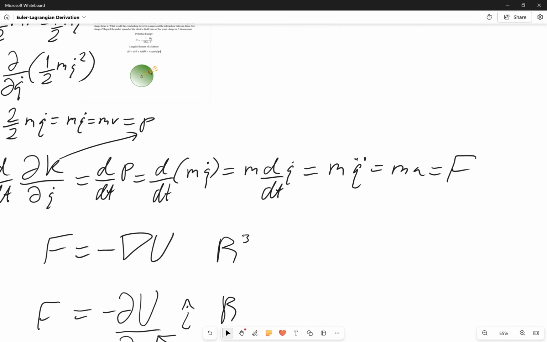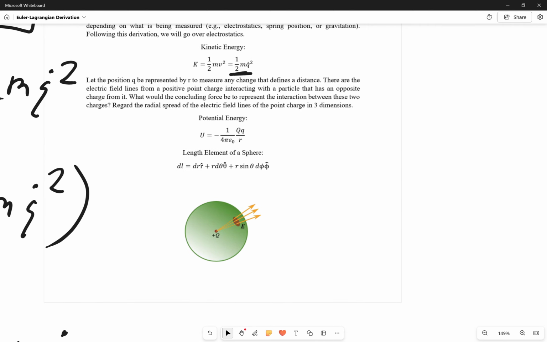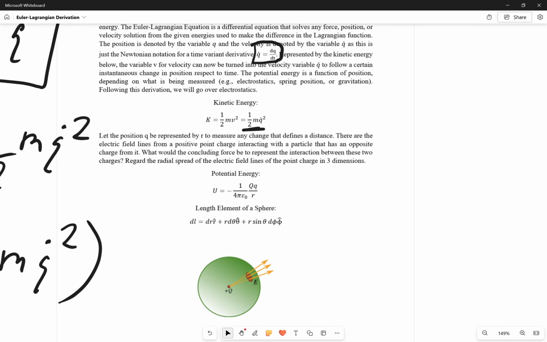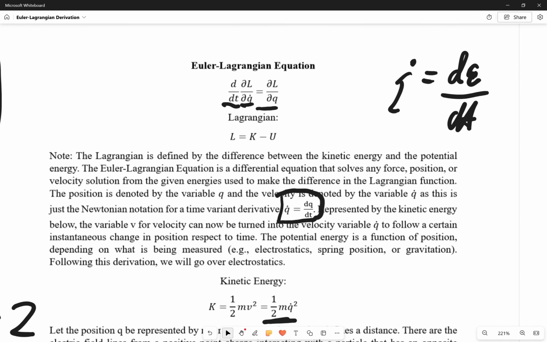Now I'm going to go further in another video to derive the electrostatic force using the Euler-Lagrange equation. But that's all I have for right now.